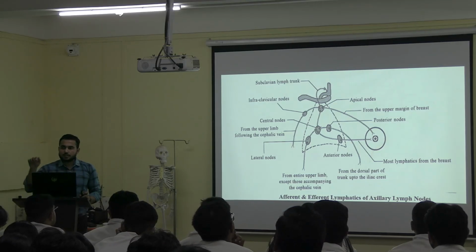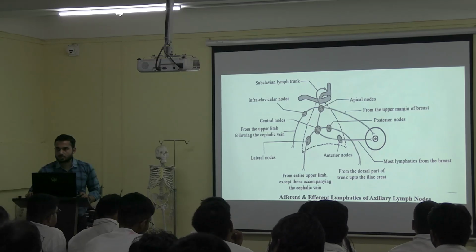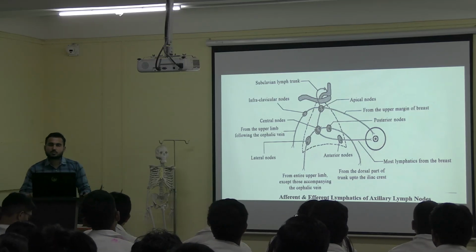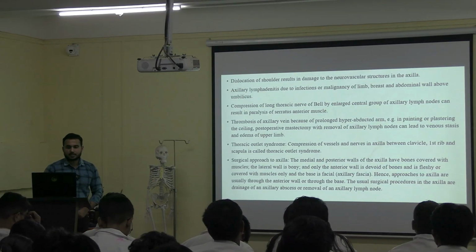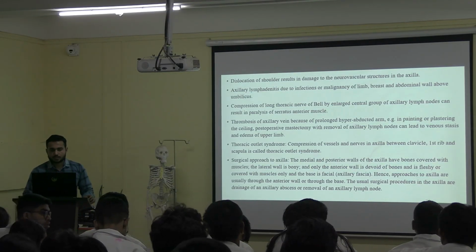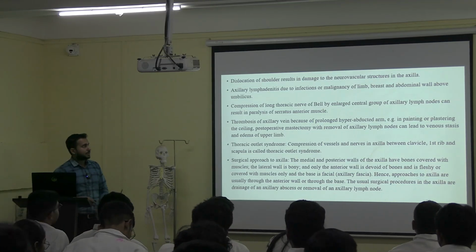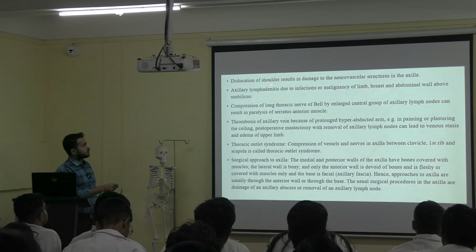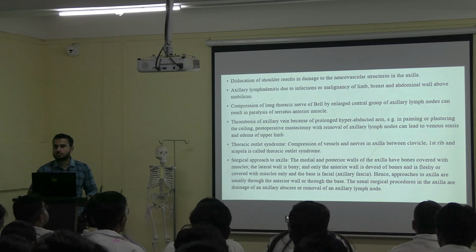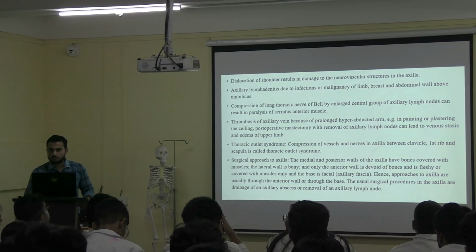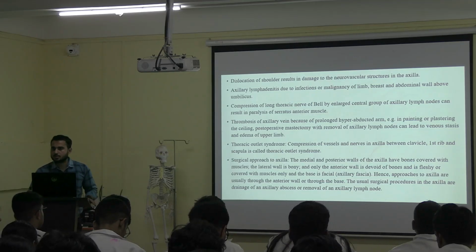Now in the axilla there are some important applied aspects which you must know. So here you can see some important applied anatomy of the axilla. So what are those important applied aspects? First of all, if there is dislocation of the shoulder, then what will happen? It will cause damage to the neurovascular structures present in the axilla. You will not understand this yet because you have not studied the shoulder joint. Once you study the shoulder joint, you will understand this.